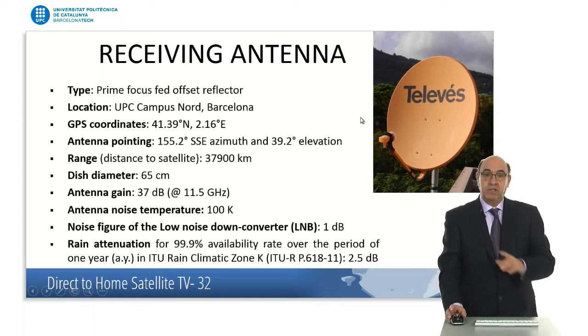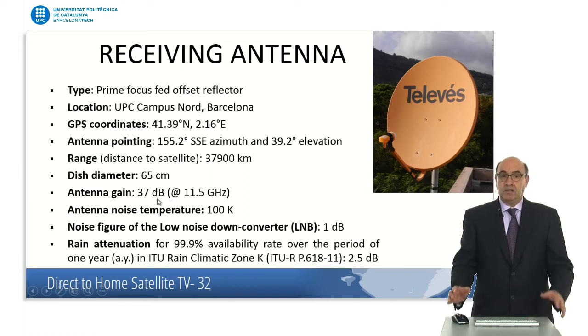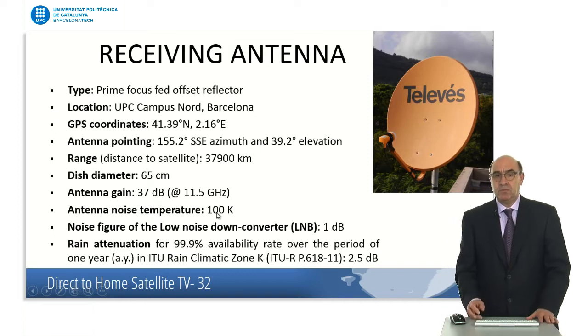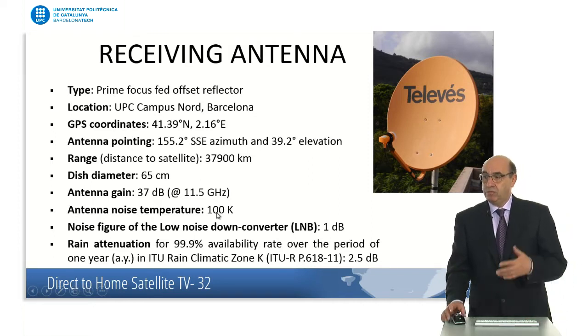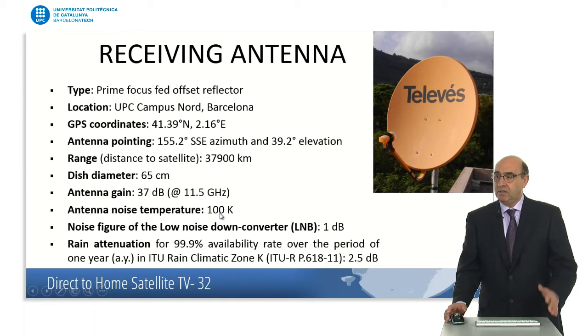And this particular reflector has a diameter of 65 centimeters. It's a small reflector, it's typical. But at this frequency of 11.5 gigahertz, the gain is 36 dB. We are taking some numbers for the receiver. Let's assume that the noise temperature is around 100 Kelvin. It could be lower depending on the environment, depending on the sun and the atmospheric conditions, but let's take a typical value of 100 Kelvin.